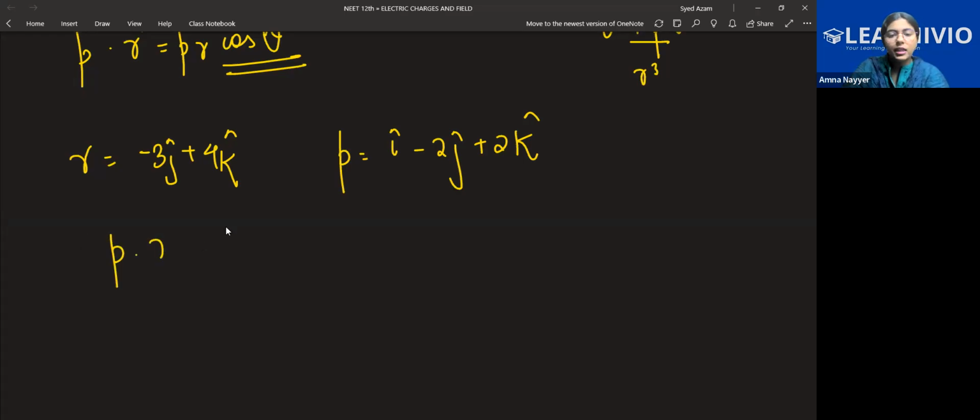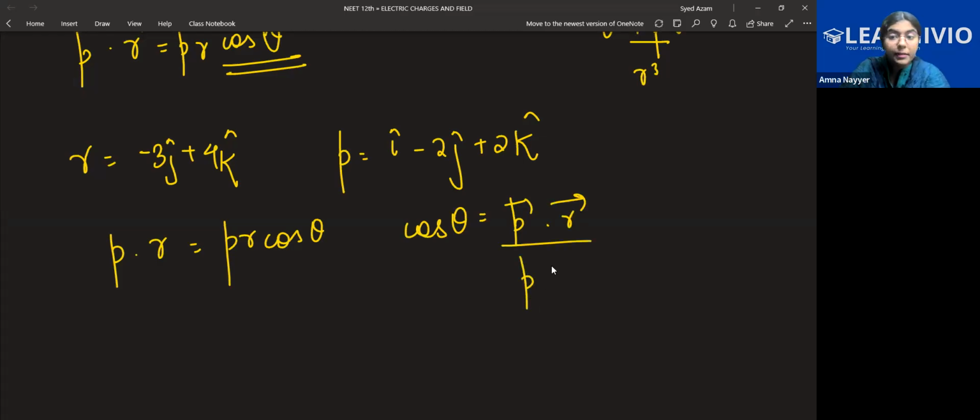P dot R is P into R into cos theta. So from here, cos theta will be equal to P vector dot R vector divided by the magnitude of P multiplied by the magnitude of the radius vector. From here, you are going to calculate the angle. See, this is a very important step for the rest of your calculations also.